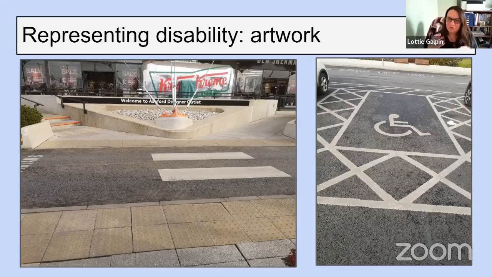If you're showing shops, are they disabled accessible? Do they have a door for wheelchair users? If you're representing a school or a building, does it have lifts or ramps? So just consider where in images you can represent accessible environments, inclusive environments.